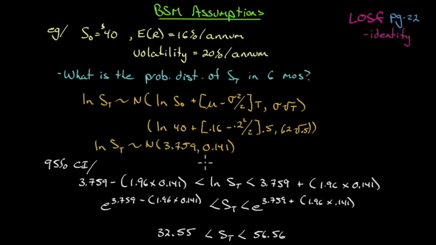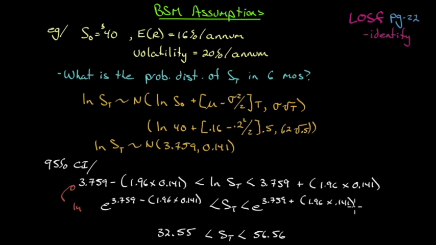Well, follow along here. If we're doing a 95% confidence interval, we just take our variable and bookend it with the mean minus a z-value for 95% times the standard deviation, and the mean plus the z-value times the standard deviation. That's just a confidence interval. Well, if this is the natural log of ST and we want ST, it implies that we simply raise each of these terms as a power of e. Because if you take the natural log of both sides, you will get this.